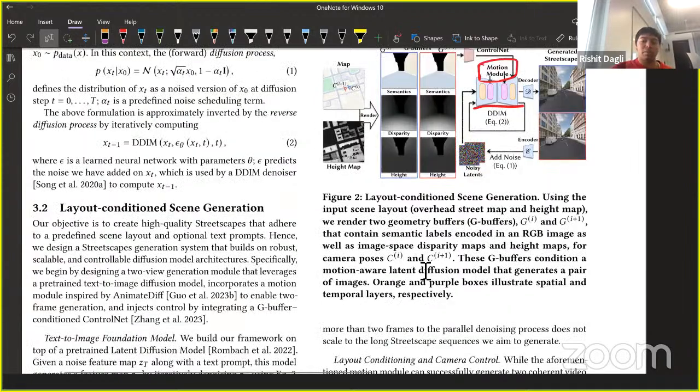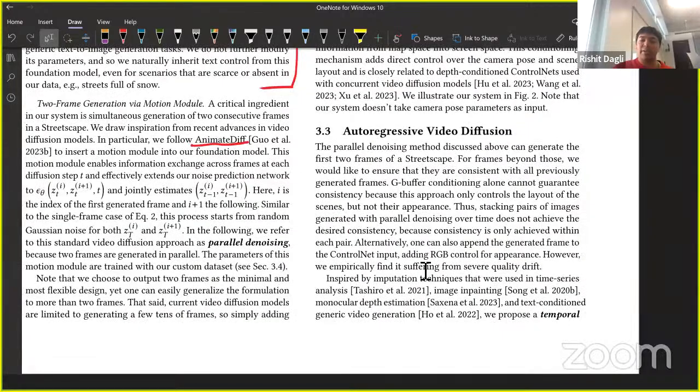Now they talk a bit about autoregressive video diffusion, and this is actually a pretty standard idea, the way they do this.